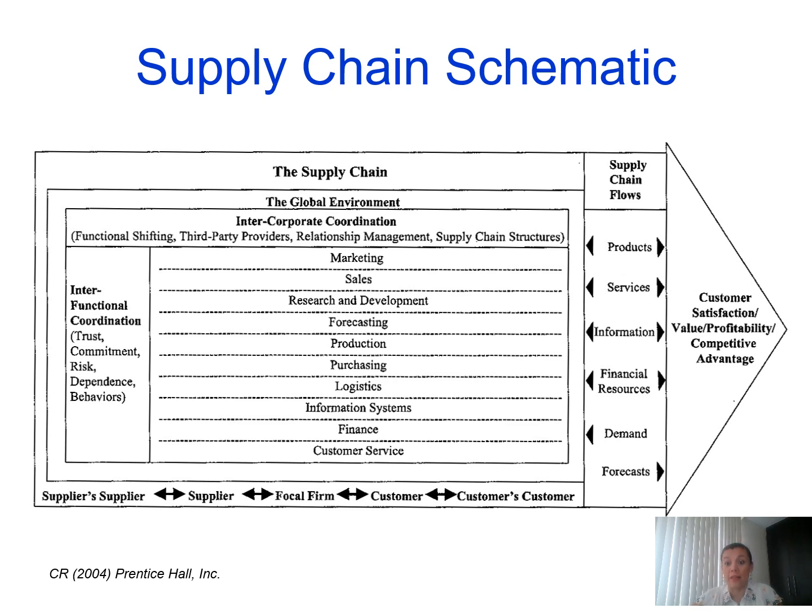So, what are the outputs of this? The product, the service, information, financial resources, demand, forecast. This schematic is very good. And then you have all the relation between the suppliers, all of the suppliers, the focus firm, the customer, and the customers of the customer. All of these at the end, when we talk about the competitive advantage, you are looking for customer satisfaction, value, profitability, and at the end, when a company handles this well, it will be ahead of your competition in the market.